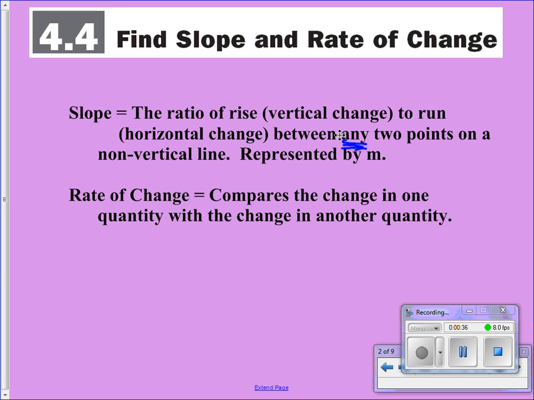Now, you should remember from last year that slope is always shown using the letter M. No reason for that, just slope is known as M. Now, your other vocab term is rate of change. Rate of change is exactly what slope was. It is comparing two values, rise compared to run, but it's in other quantities. So this is what we call slope in story problems.